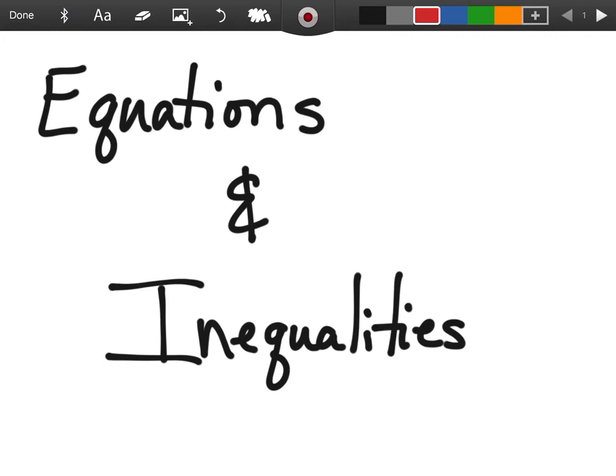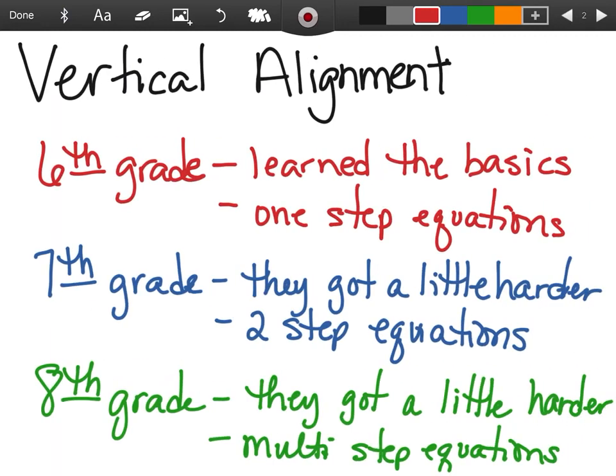Guys, I just wanted to give you an agenda for the week. We are going to do some vertical alignment and talk about equations and inequalities. When you are looking at vertical alignment, it just means it progresses from each grade level.